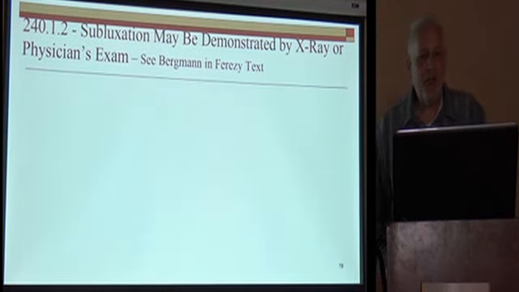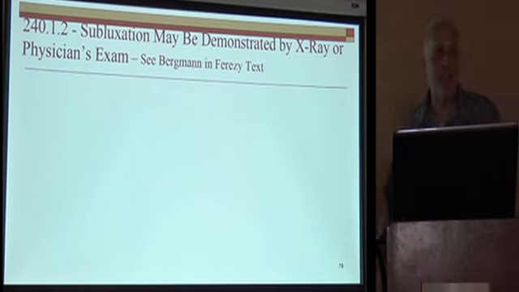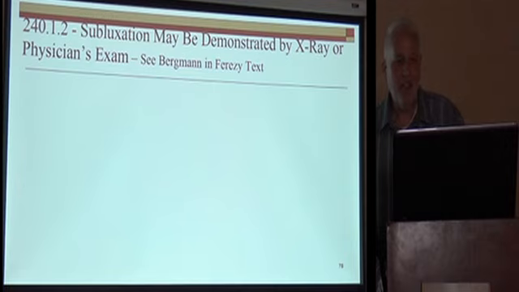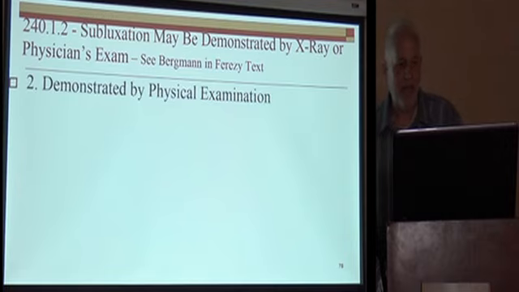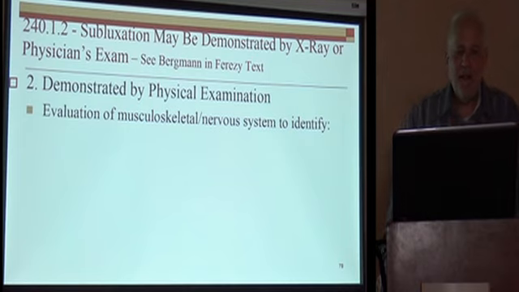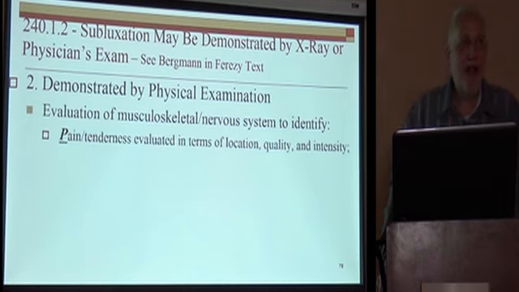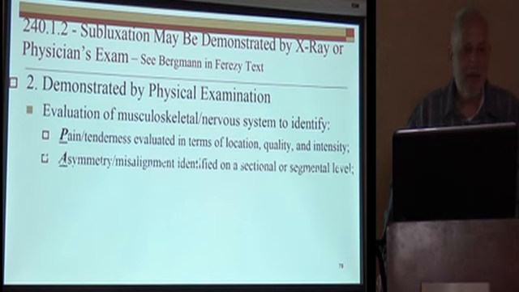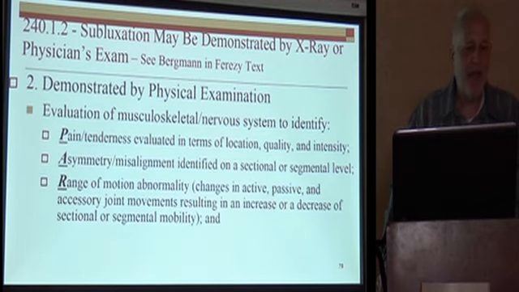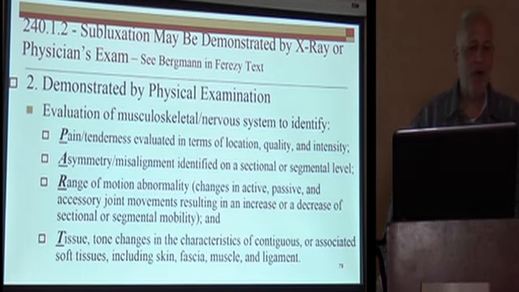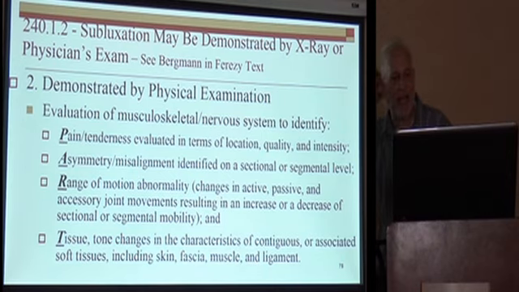If you're going to demonstrate X-ray by exam, then the definitive chapter is actually in my textbook, but you can get copies, I'm sure, of just the Bergman chapter anywhere, or just look at what Medicare says, which essentially is that you must have 2 of these 4 things done. And one of the 4 has to be asymmetry or range of motion.